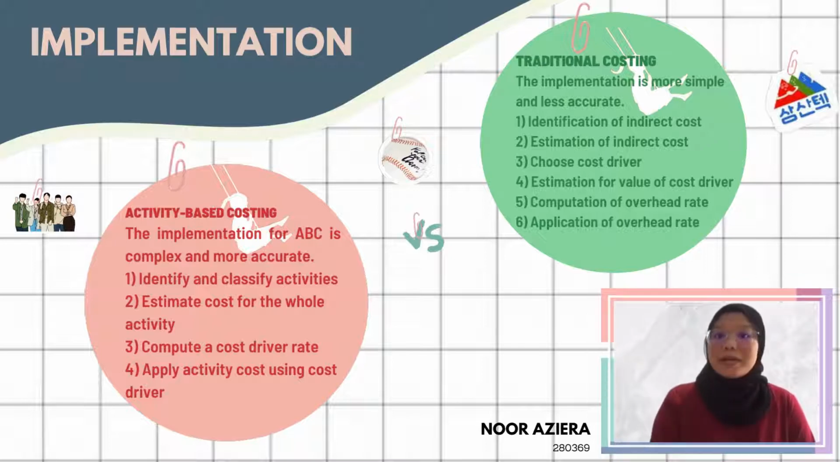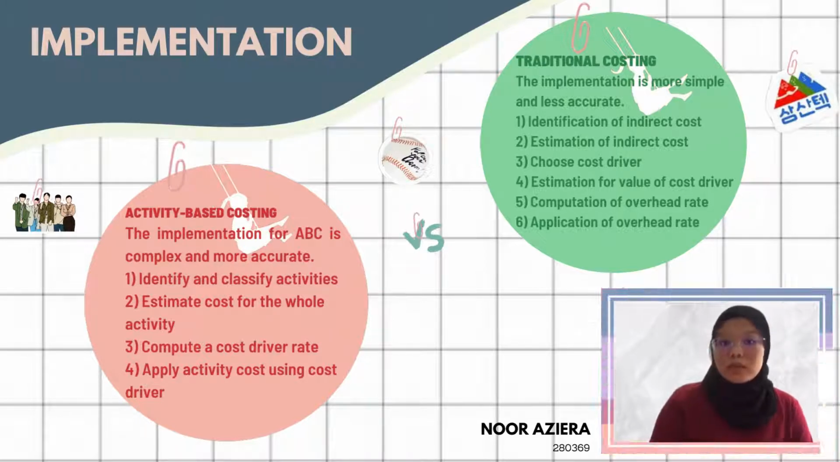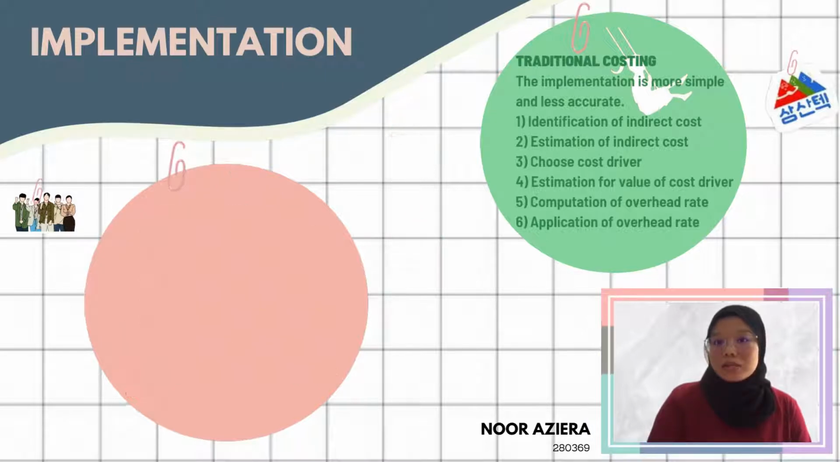Meanwhile, for activity-based costing, it is complex but more accurate. Even though they are complex, it only consists 4 steps to calculate the cost. The first step is identify and classify the activity, estimate cost for whole activity, compute a cost driver rate, and the last one is apply activity cost using cost driver.